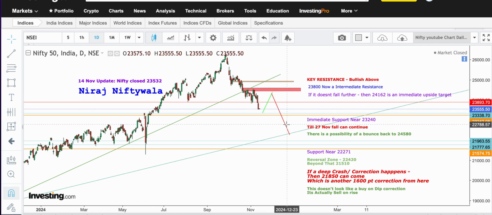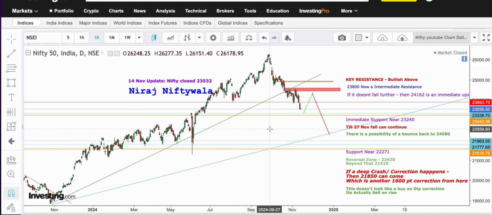This is how the Nifty chart should look in the coming days. Only time can tell. Remember, again, I'm not giving any advice to anybody to buy or sell from here.